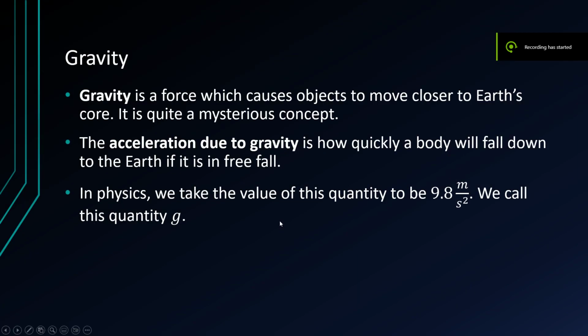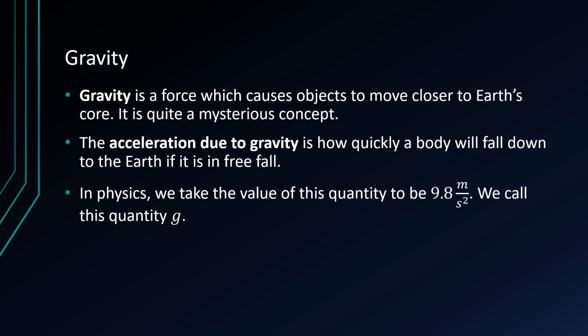So now we're going to go on to a specific acceleration, which is known as gravitational acceleration. Gravity is a force which causes objects to move closer to the Earth's core. If you ever threw something up in the air, so I'm throwing my pen up, it will always come down at the same acceleration as any other object. So gravitational acceleration itself is independent of mass.